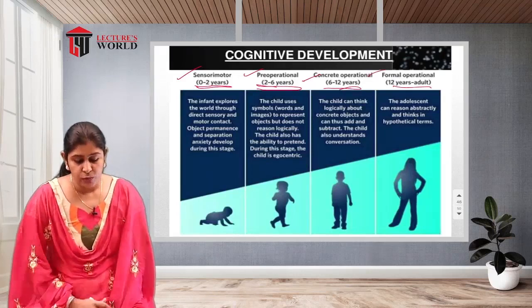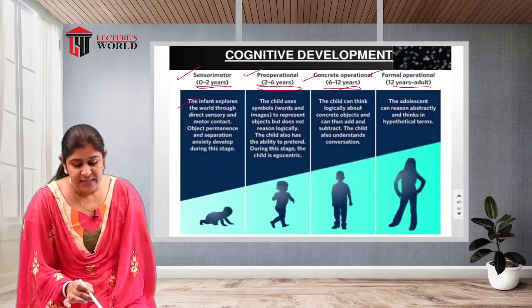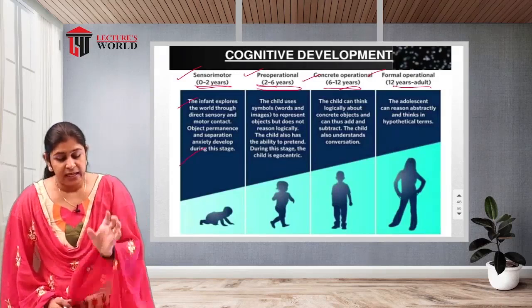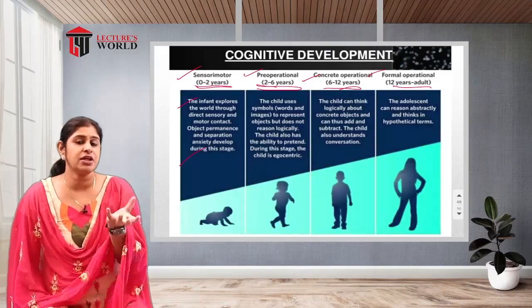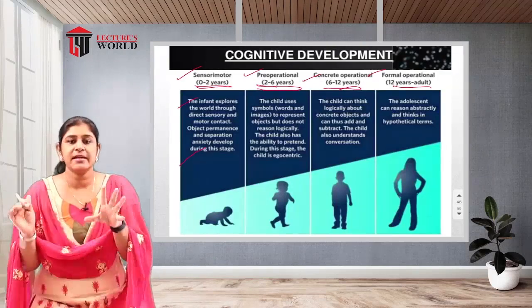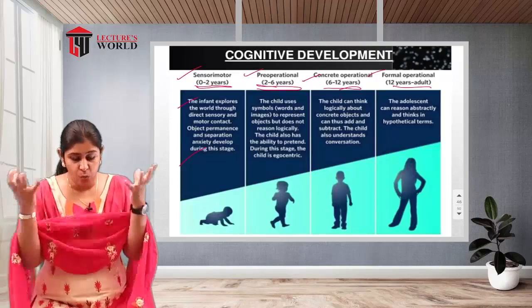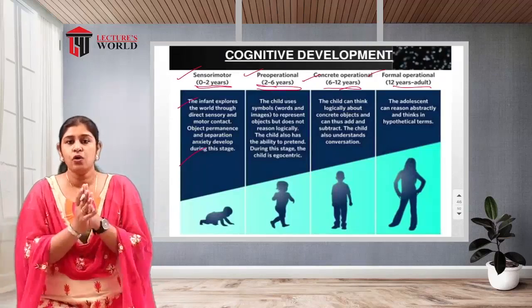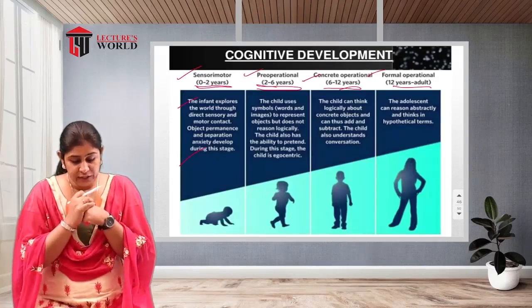In the sensory motor stage, the infant explores the world through direct sensory and motor contact. Object permanence and separation anxiety develop during this stage. So we can say the sensory motor stage is basically infancy and the start of the toddler stage. What does the infant observe? The infant observes the surroundings, the environment, the world, through direct senses and motor contact.